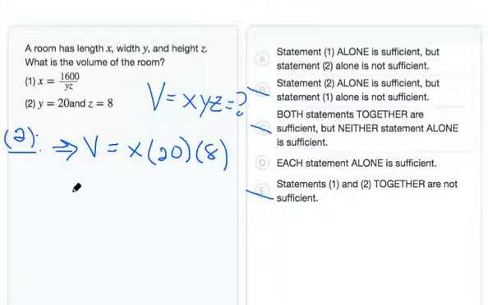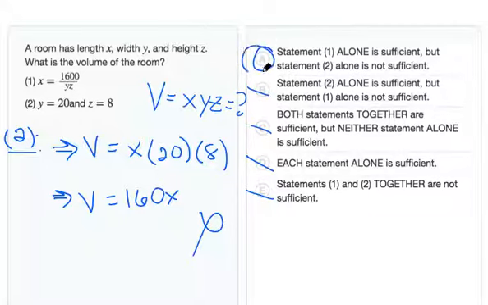Now simplifying this, we have v equals 160 times x. We can't actually find a value for v because it's dependent on x. And with statement 2, we don't have enough information to determine the value of x. So this statement alone is not sufficient. We can actually eliminate answer choice D, and we're left with answer choice A. Statement 1 alone is sufficient, but statement 2 alone is not sufficient.